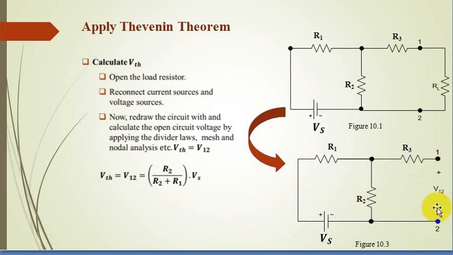Again, here the V Thevenin is equal to the V12, because these are our particular points where we are going to calculate our circuit parameters. So in this case, after redrawing the modified circuit, you are going to calculate the V Thevenin. Then you can apply any of the basic laws to calculate the V Thevenin. If the circuit is very simplified, just like your in-lab task, then you simply apply the divider laws.